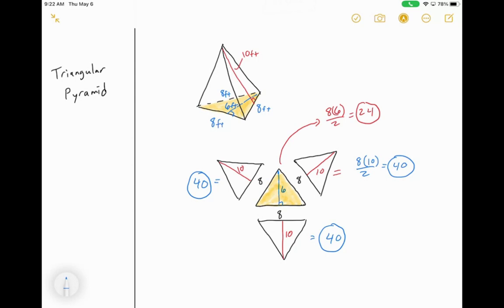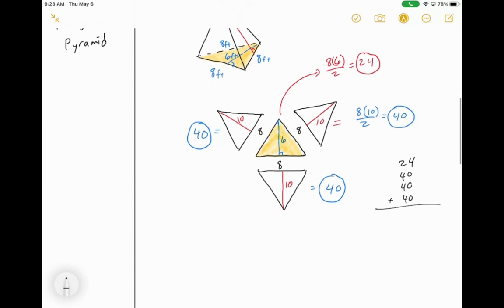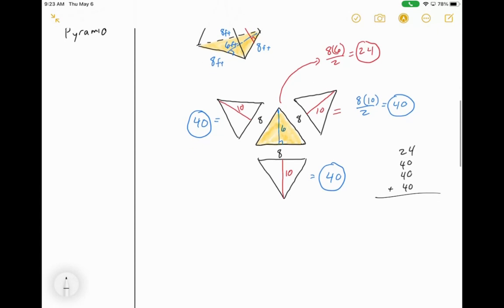Okay, and then we just add them all up, right? We just say, all right, let's add everything up. I've got a 24, and I've got 3 40s. 24, 40, 40, and 40. Put that in my calculator. 40 plus 40 plus 40 plus 24 is 144 feet squared, or square feet.